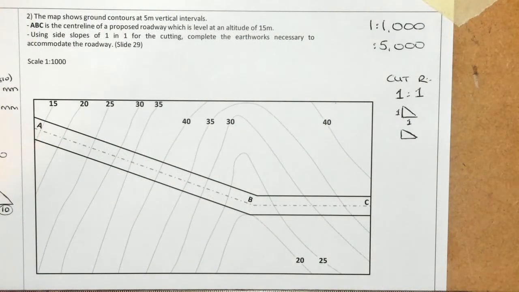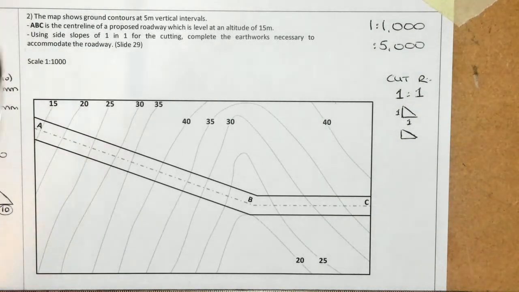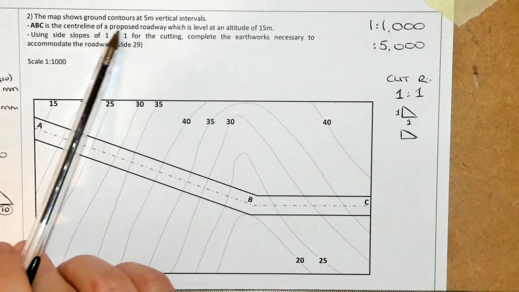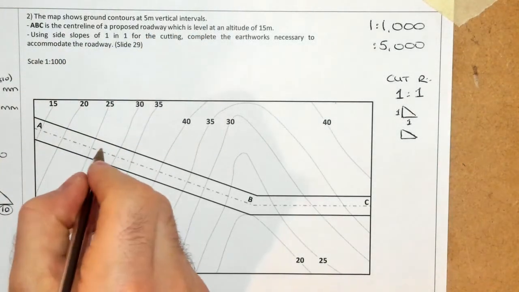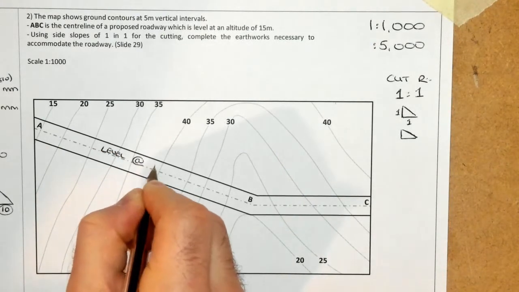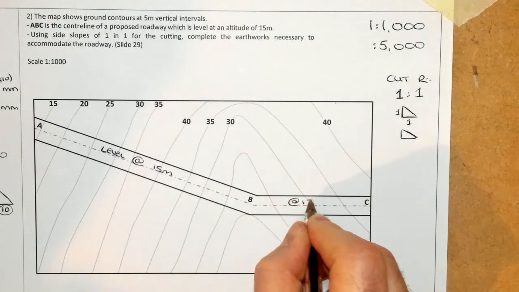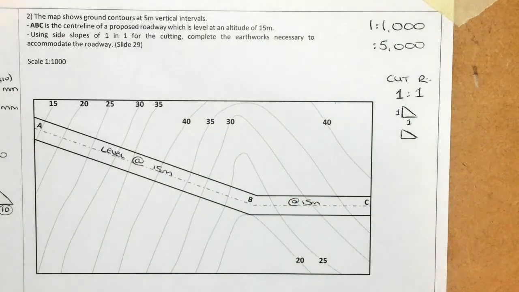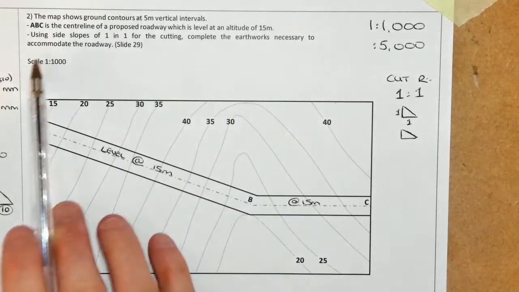So for question 2, guys, it says the map shows ground contours at 5 meter vertical intervals. So this time the distance between our contours is 5. ABC is the centre line of a proposed roadway which is level at an altitude of 15. So level at 15 meters. Same thing here, let's put in 15 meters. And it says using side slopes of 1 in 1 for our cuts, so that's our cut ratio, complete the earthworks necessary to accommodate the roadway.